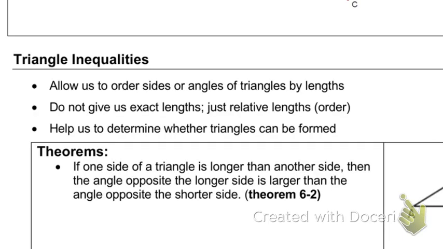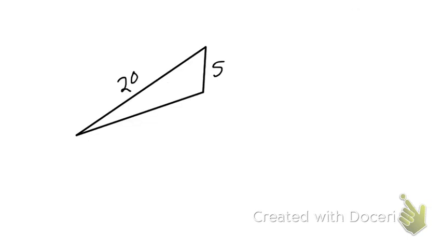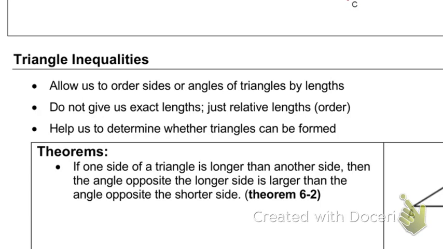So triangle inequalities allow us to order sides or angles of triangles by length. It does not give us exact lengths, just relative lengths in order. Like I said, we knew one of these angles is bigger than the other. I don't know the actual value without calculating a whole bunch of stuff, but I can say it's bigger than the other one. And the last thing it can do is help us determine whether triangles can even be formed.